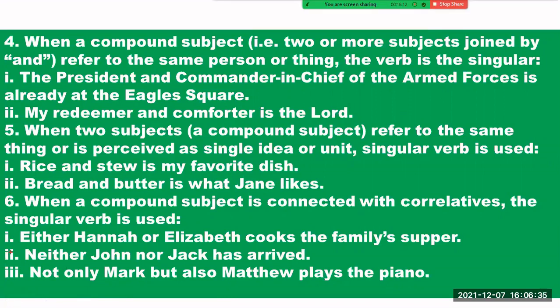That's rule number 6. When a compound subject is connected with correlatives, the singular verb is used. Either and neither are correlatives, all right? They are correlative conjunctions. So now, either Anna or Elizabeth cooks the family supper. Either Anna or Elizabeth cooks the family supper.